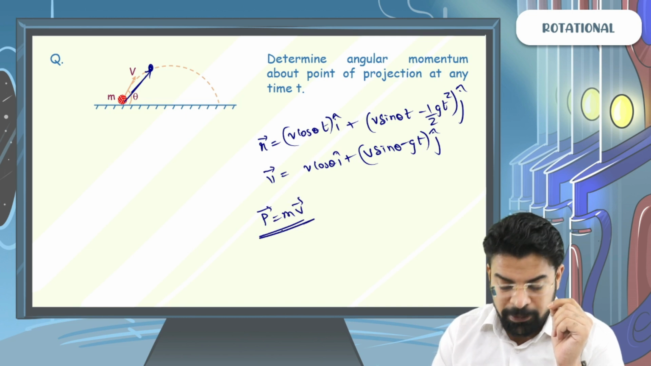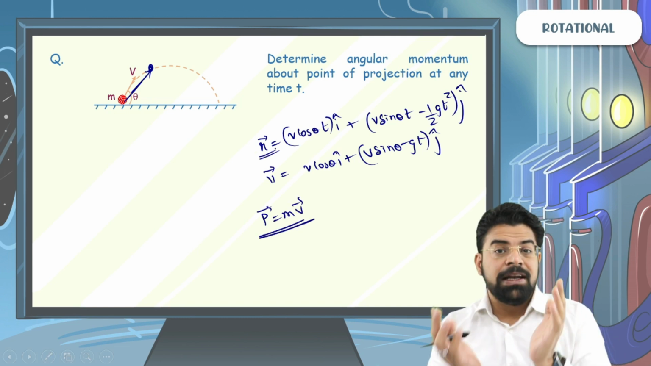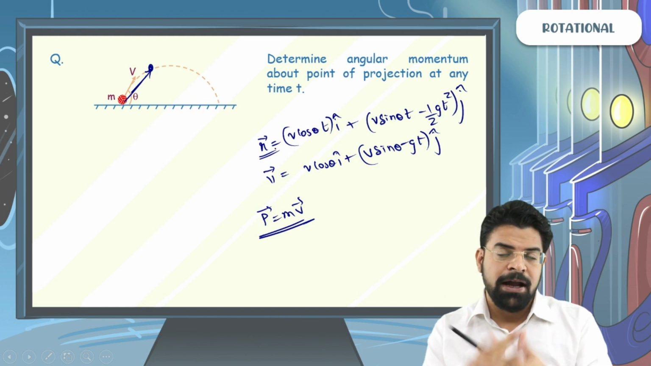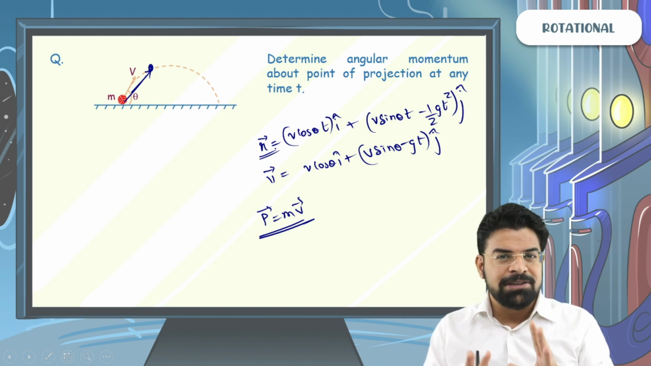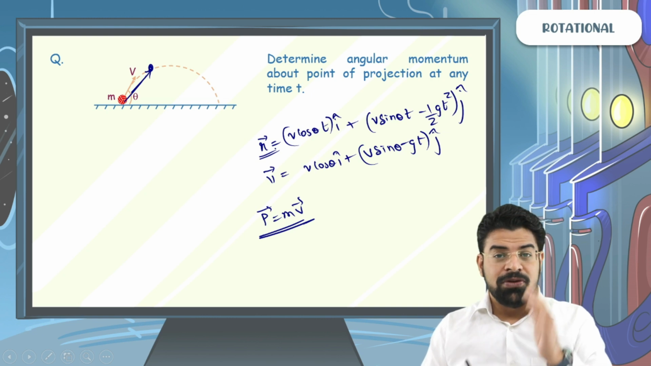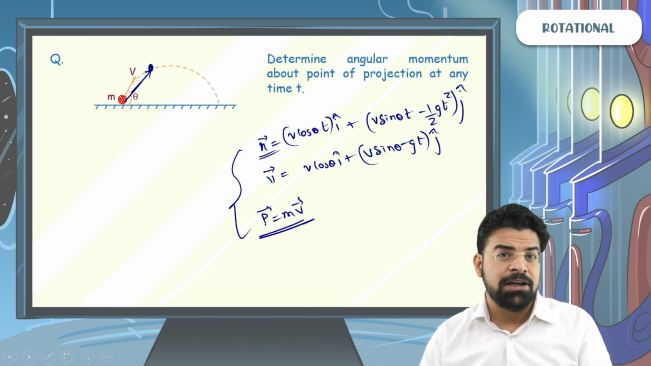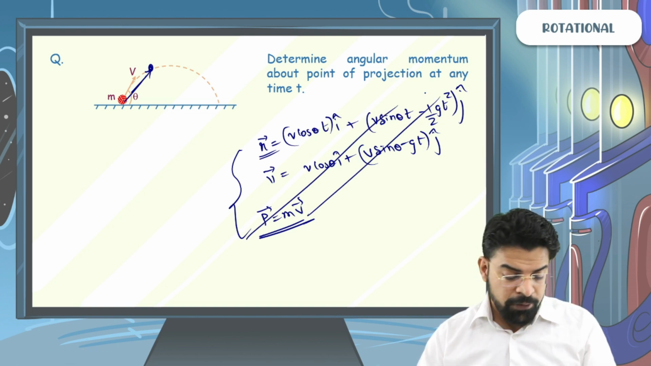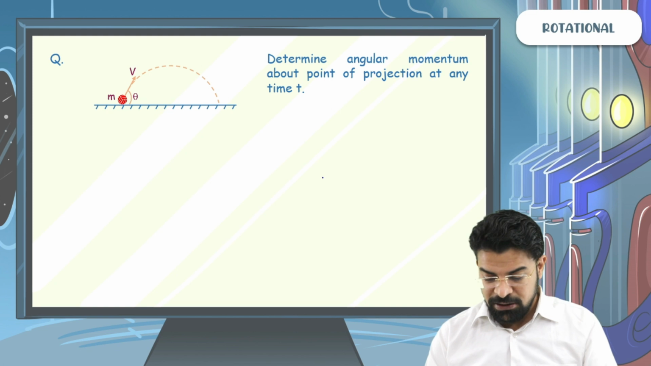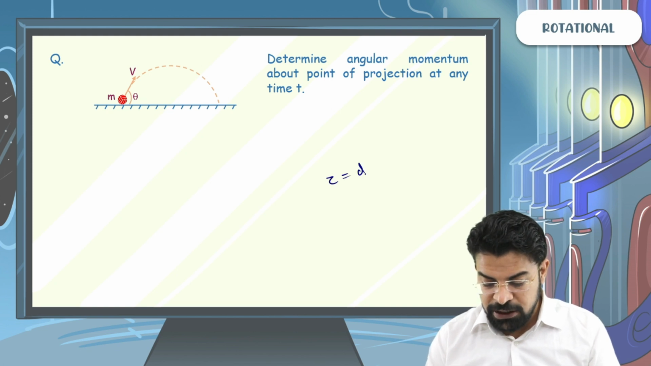Once you know the momentum vector and the position vector, you can take their cross product to find the angular momentum. But don't you think this will be a very tedious process? So we have an easy solution, though this tedious process gives the same answer as the easy solution. We have just learned torque equals dL by dt.